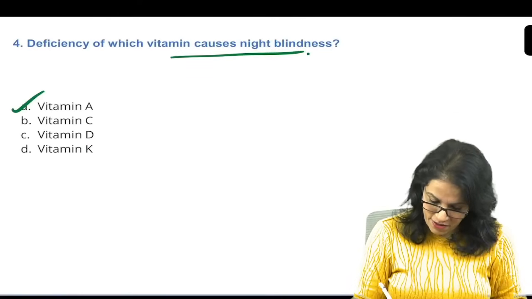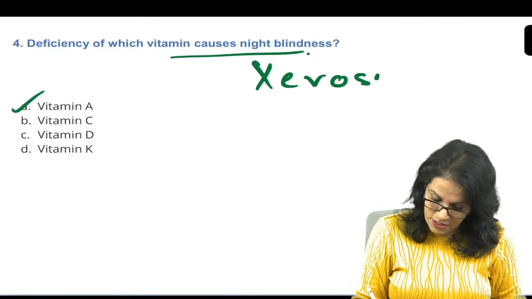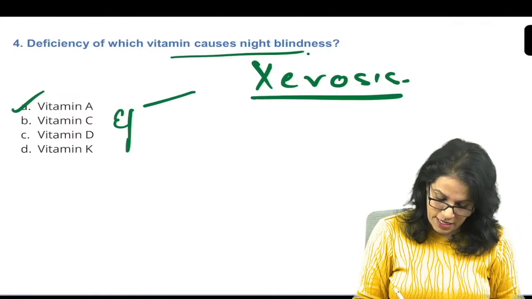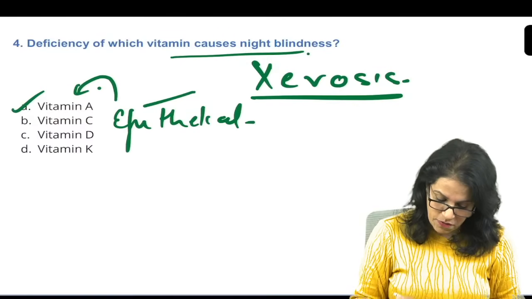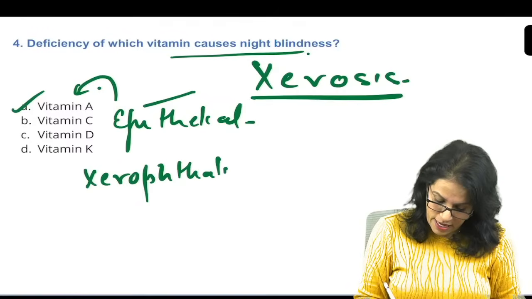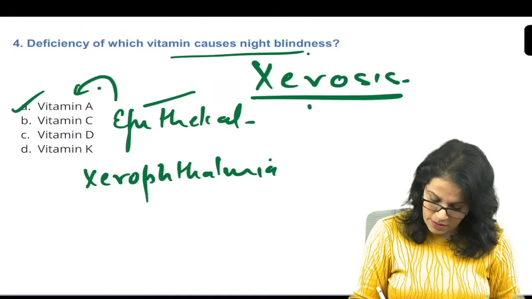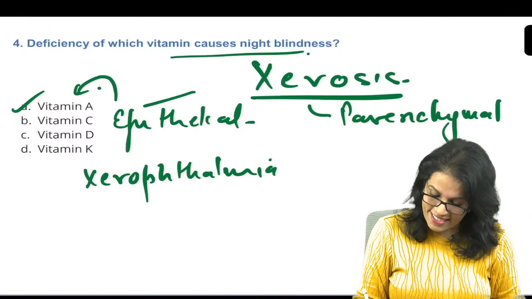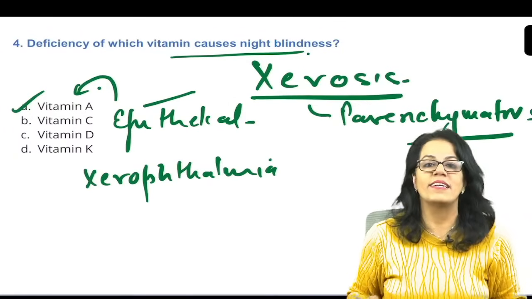Okay, so just taking this opportunity to share with you the xerosis. If you talk about xerosis, it can be epithelial xerosis. When you say epithelial xerosis, this is due to xerophthalmia or vitamin A deficiency, which you call xerophthalmia. Okay? And what does parenchymatous mean? Parenchymatous is all the cicatrizing conditions of the conjunctiva will lead to parenchymatous xerosis.